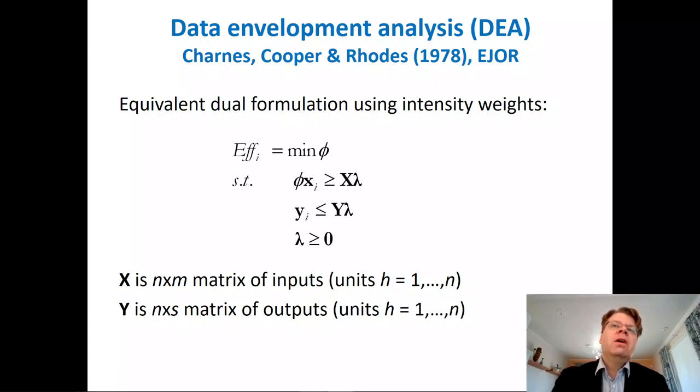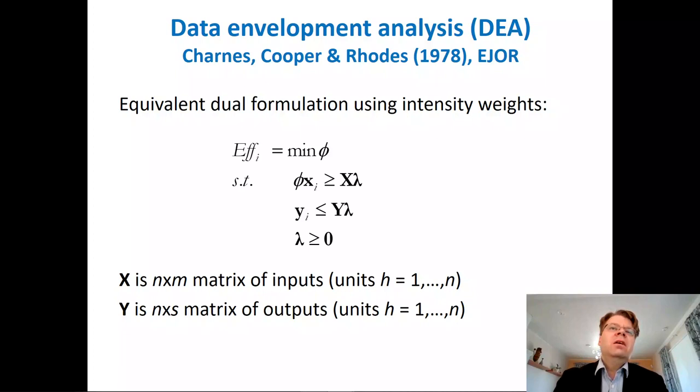So essentially, we are scaling down our input vector xi, subject to the constraint that it is greater than or equal to the matrix product of the input data matrix X and the vector of lambdas. This vector of lambdas is the decision variable to be solved. So the problem is solved in terms of these lambda weights and the multiplier phi, whereas all x and y are just observed data. Okay. So lambda is the decision variable, and these lambdas are the intensity weights that I reported in the empirical application. Those are the intensity weights obtained as the optimal solution to this dual problem.